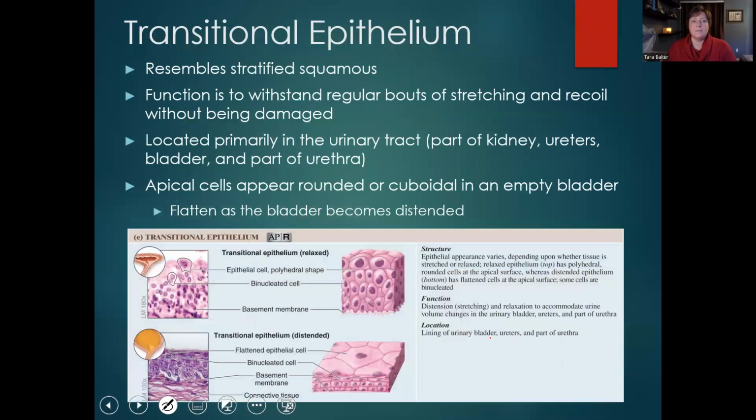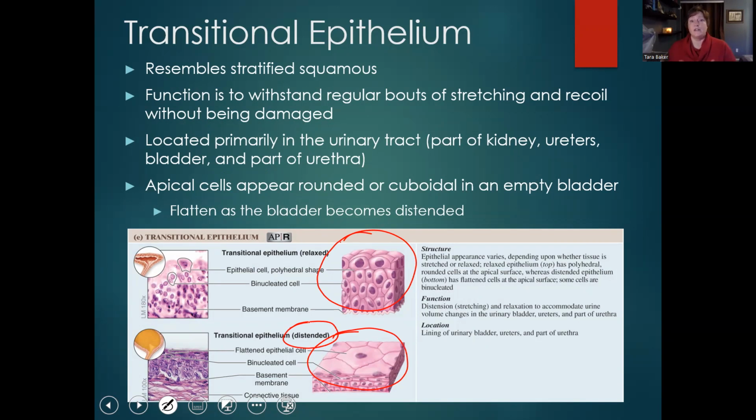Okay, and then transitional epithelium. Transitional epithelium is going to be epithelia that looks like it's down here when it's relaxed, and then when it's distended, it looks like this. What it looks like is stratified squamous at rest. So this we see in the bladder. So if your bladder is full, it is called distended. So if your bladder is full, all the cells are stretched out and they look like they're stratified squamous.